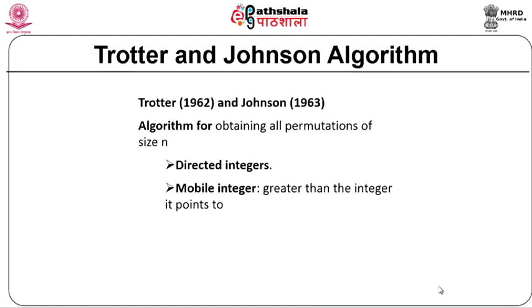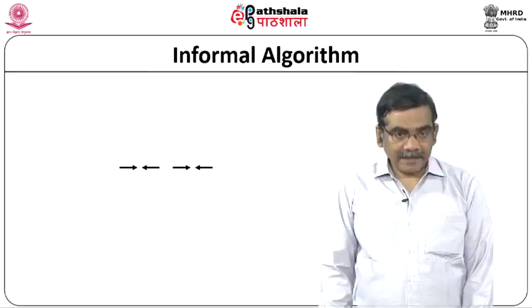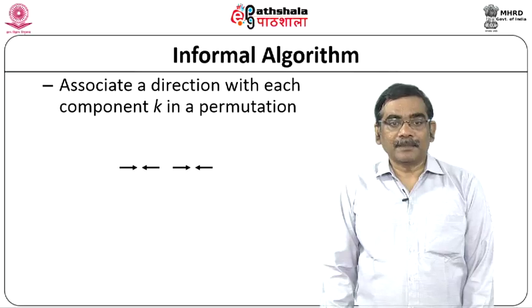There is one popular algorithm available for generating permutations. It is called the Trotter and Johnson algorithm. This was proposed by Trotter and Johnson in 1962 and 63. It is a very popular algorithm which uses the concept of directed integers and mobile integers. Let us see what exactly these things are.